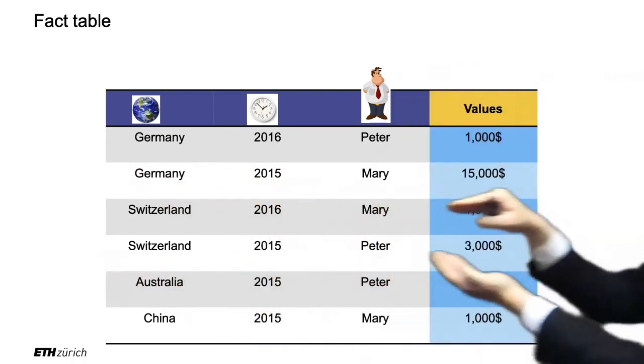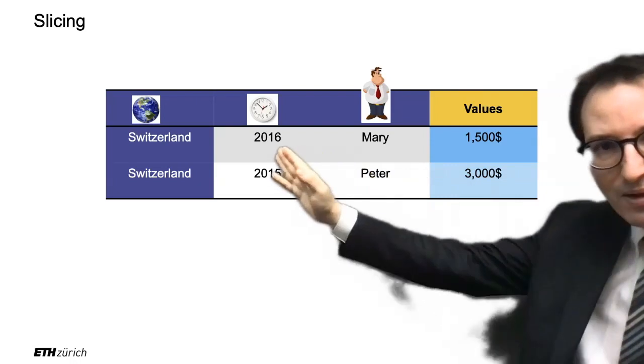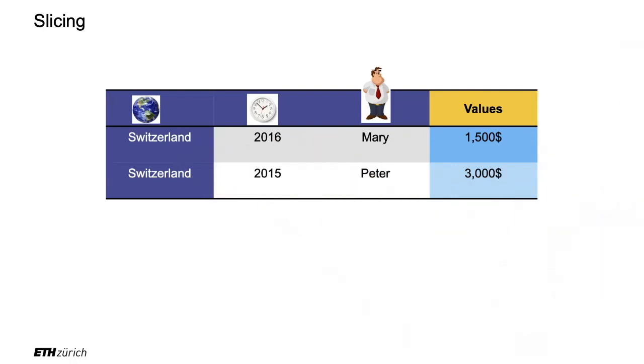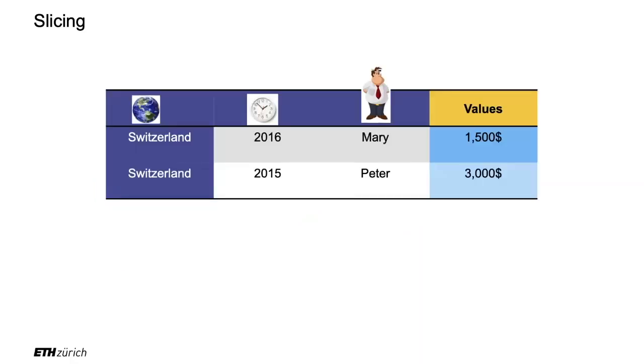They are called cells, the little cubes. So we take these two, and we have here a slice of the big cube with just these two little cells, right? With 2016 Mary and 2015 Peter, but just Switzerland. This is called slicing, right? So again, this is slicing viewed on the cubic representation. And this is slicing on the facts table representation of the big cube.